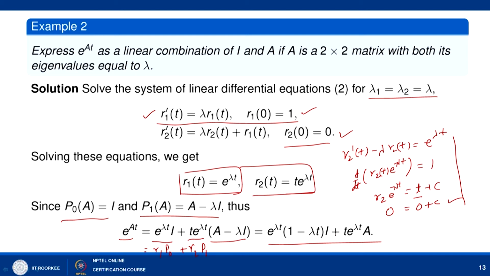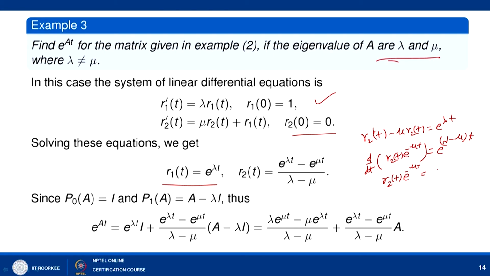Is it okay? So, we have calculated e^(At) in this case when A is a 2 cross 2 matrix and both the eigenvalues are the same and equal to some value, let us say lambda. Now, let us consider one more example. Here also we need to find e^(At). Again the matrix is of size 2 cross 2, but the eigenvalues are distinct, that is lambda is not equal to mu. So, in this case let us first solve the system of linear differential equations r1'(t) equal to lambda r1(t) and r1(0) equal to 1, and r2'(t) equal to mu r2(t) plus r1(t), where r2(0) equal to 0.